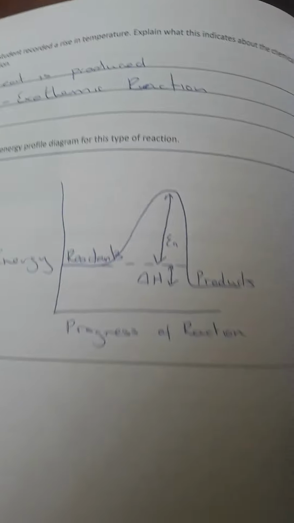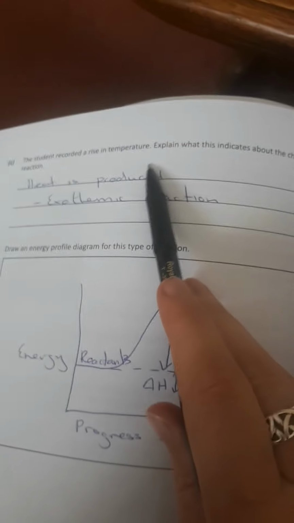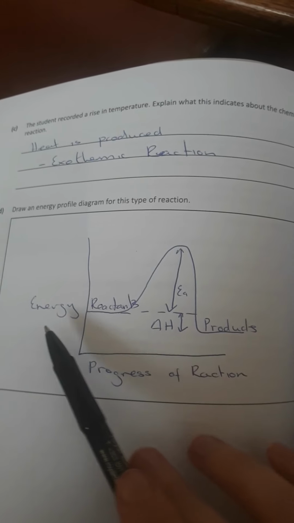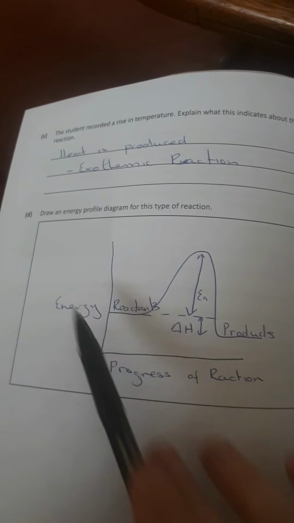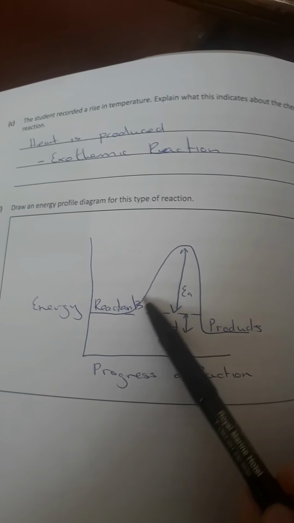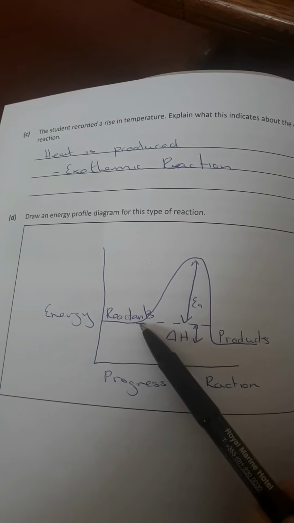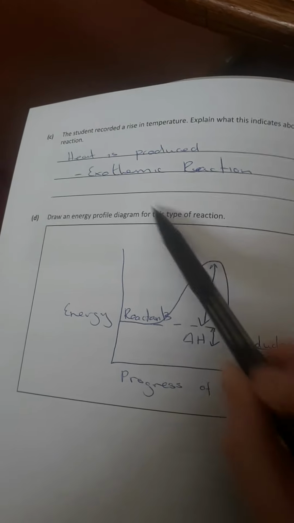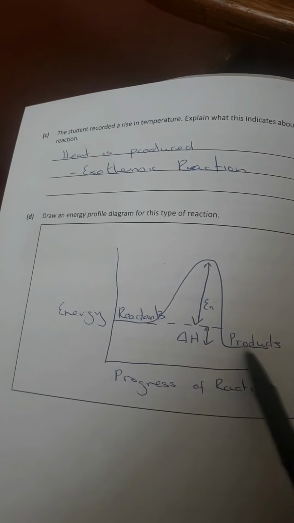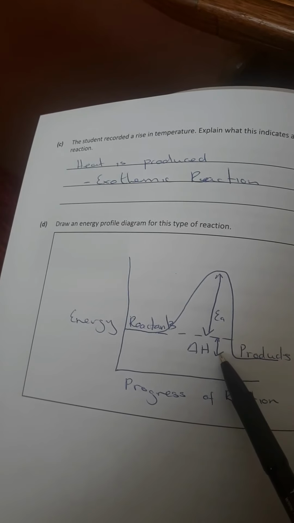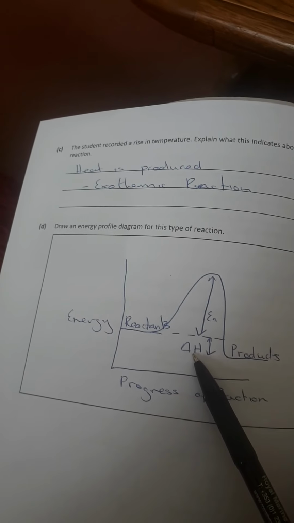Then you're asked: the student recorded a rise in the temperature, so that means heat is produced in the reaction, which makes it exothermic. And then you're asked to draw an energy profile diagram. So energy is on my y-axis, progress of reaction is on my x-axis, my reactants are here, and my activation energy is my line from my reactants to the top of my curve. For an exothermic reaction, my product line is always below my line of reactants. The difference between my reactant line and my product line is my delta H.